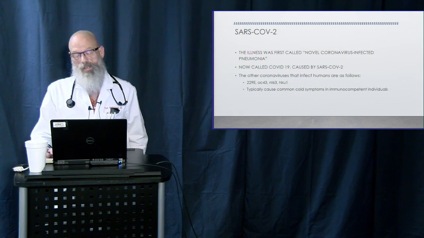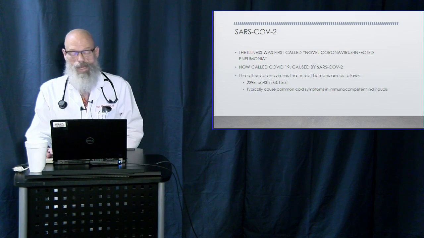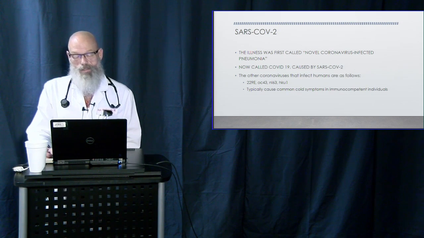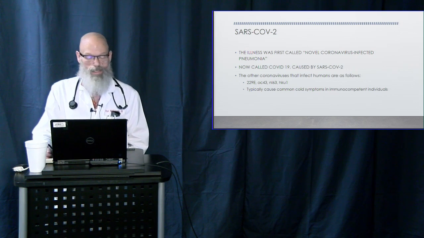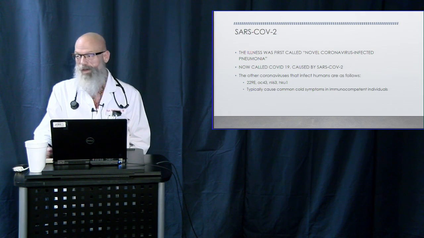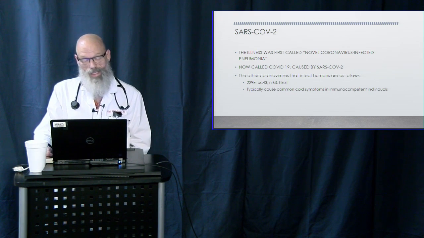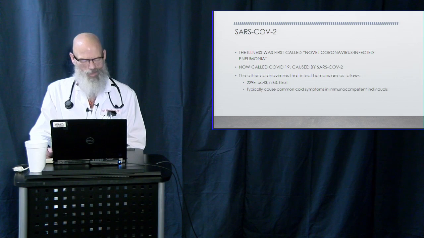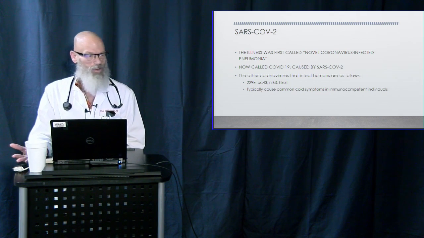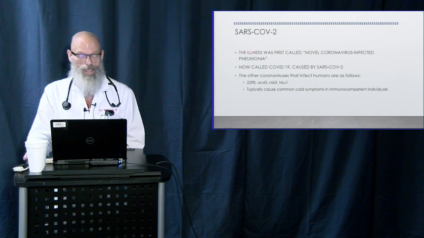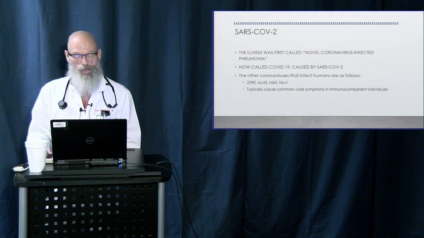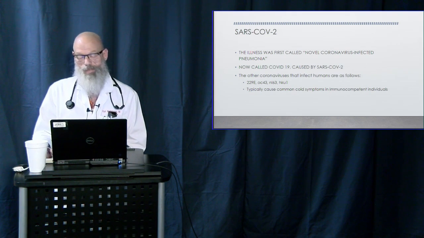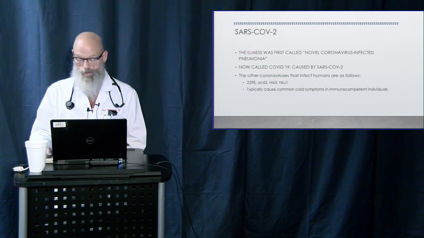The illness was first called novel coronavirus infected pneumonia. It's now called COVID-19, caused by SARS coronavirus 2. The other coronaviruses that infect people are just given alphanumeric designations. They're just not important enough to really get fancy names. 229E, OC43, just for example, OC I think stands for organ culture, or something that mundane. NL63 and HKU is Hong Kong something 1. These 4 viruses typically cause common cold symptoms in immunocompetent people.